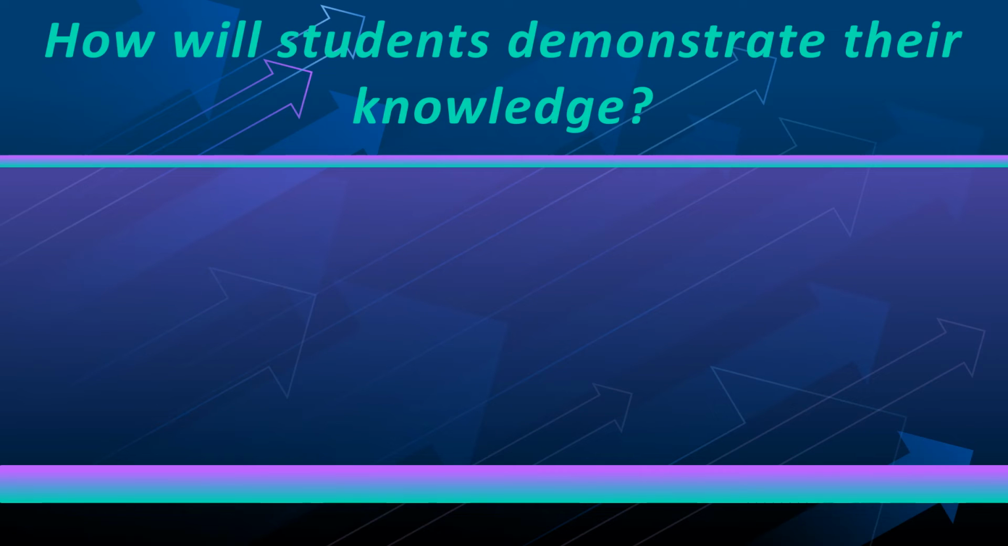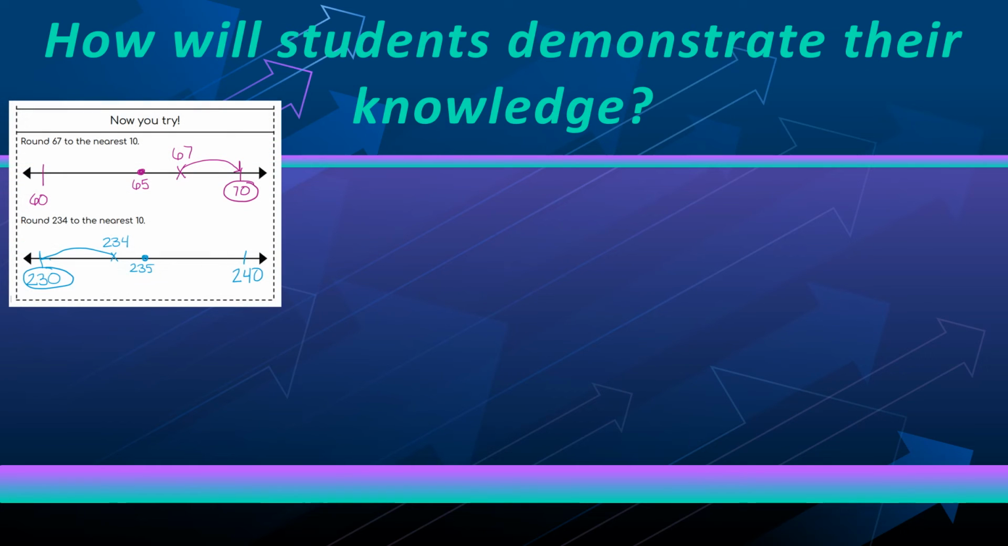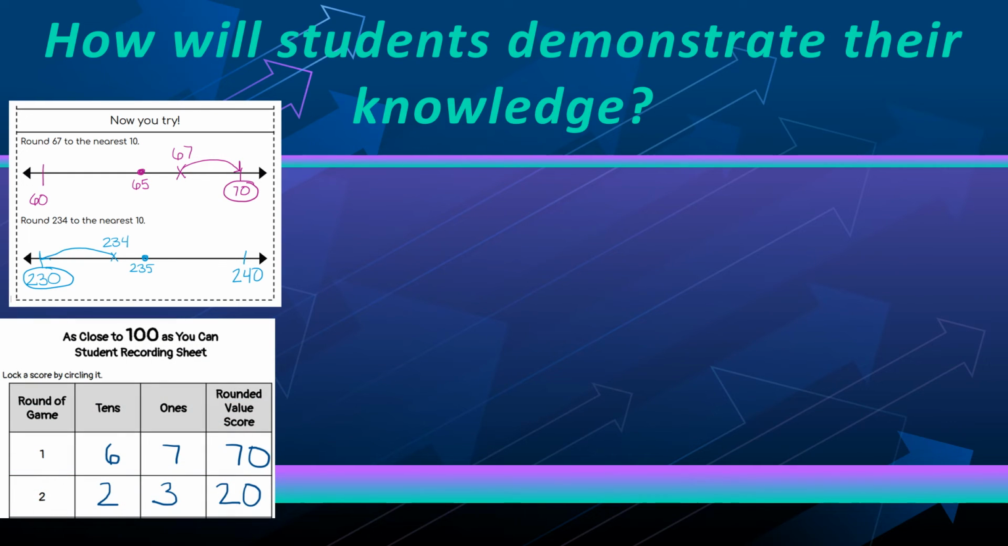Let's look at some examples of how students will demonstrate their understanding of rounding. Using an open number line is one way that students can show their understanding of rounding. They're finding the two benchmark tens or hundreds, locating the midpoint, and then identifying which 10 their number would round to. You might also see students participating in games where they're rolling dice or spinning a spinner to determine a number and then rounding that number.